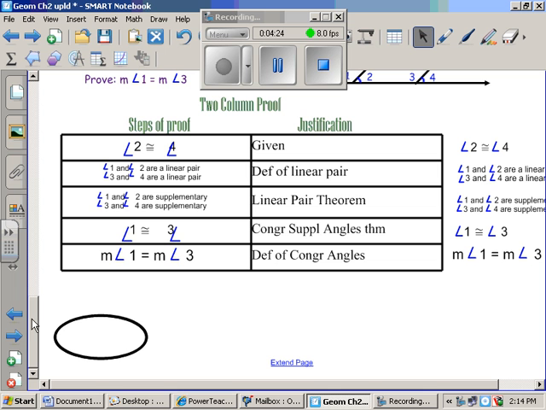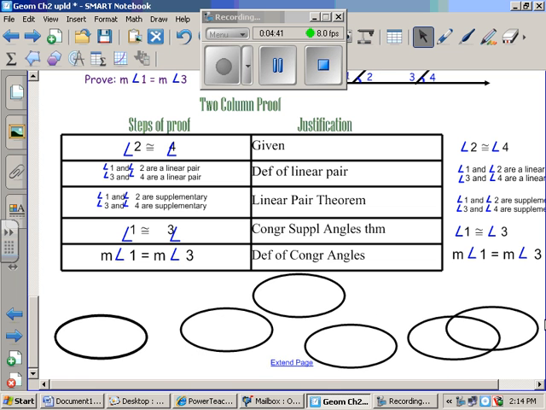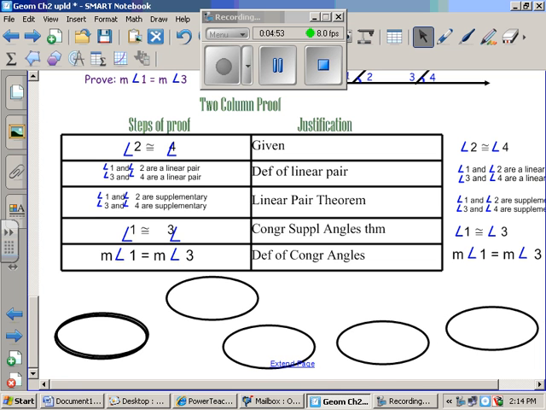All right, so I've got these circles. So does everybody know what's going to go inside the circles? What goes in the circles on a proof like this? The steps or the justifications? Kendall? The steps. So inside all those circles are going to be a step that's already laid out in that two-column proof. Does everybody understand that? And then underneath or next to the circle is where you're going to write the justification.